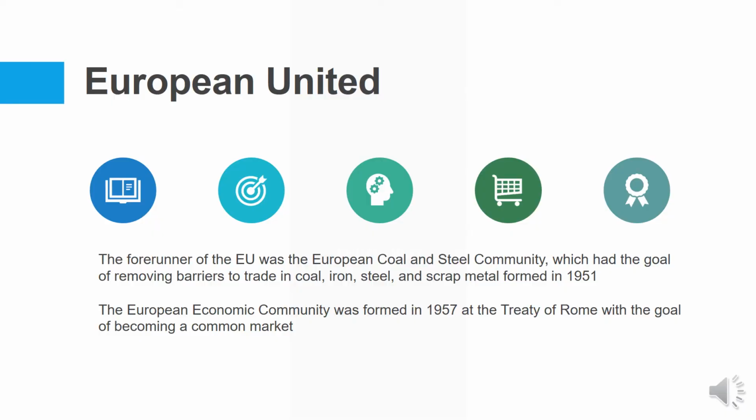The forerunner of the EU was the European Coal and Steel Community, which had the goal of removing barriers to the trade in coal, iron, steel, and scrap metal, formed in 1951. The European Economic Community was formed in 1957 at the Treaty of Rome with the goal of becoming a common market.